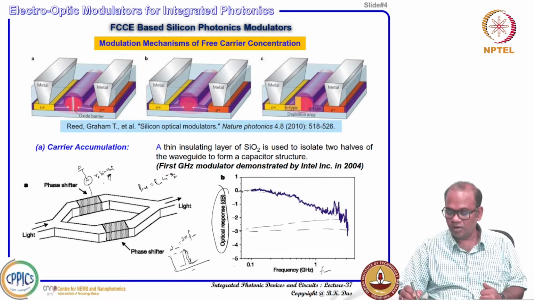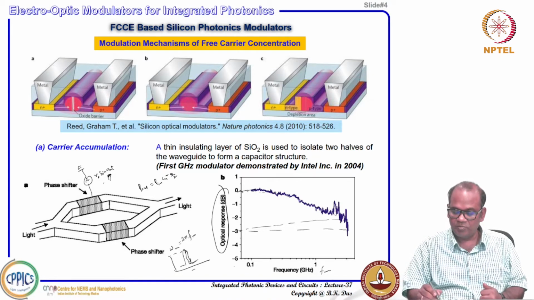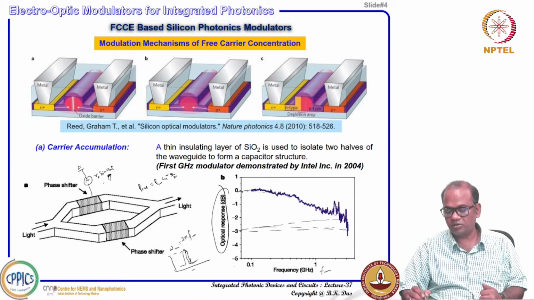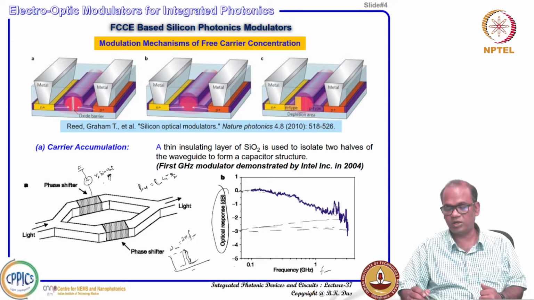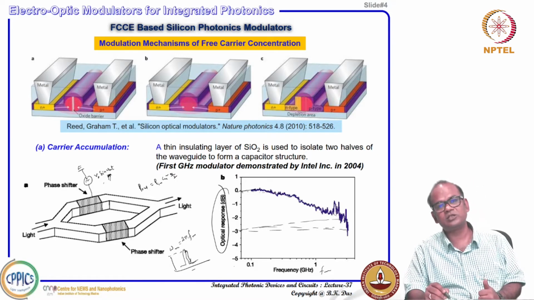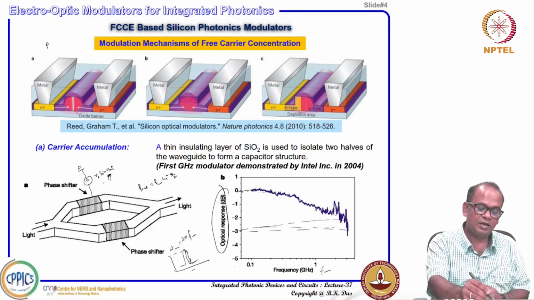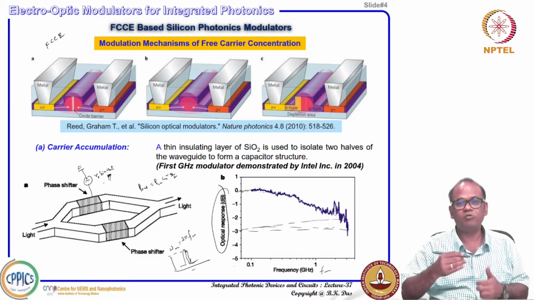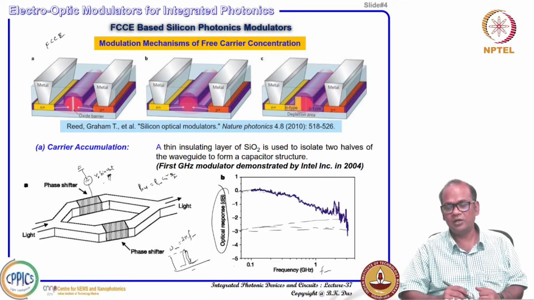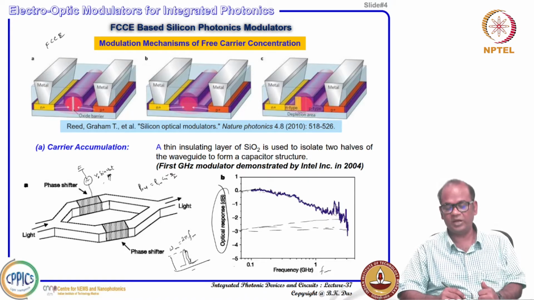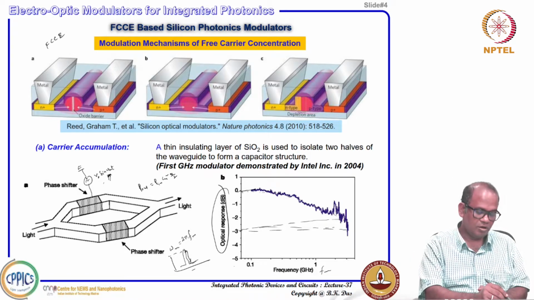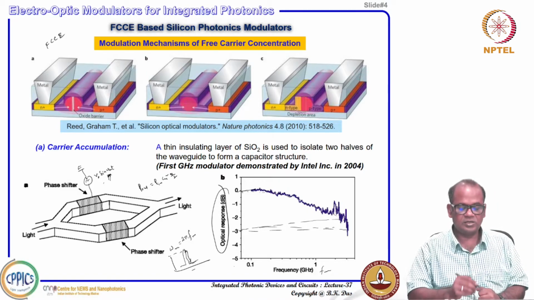So they have shown up to 1 gigahertz, 2 gigahertz, and up to 4 gigahertz. But if you see, it shows that the bandwidth is in the order of gigahertz. The 3 dB bandwidth is more than 1 gigahertz. So that was the first demonstration of a gigahertz modulator using FCC, that means the free carrier concentration effect. By modulating carrier concentration in the guiding region, they could demonstrate a gigahertz speed modulator for the first time in 2004 by Intel.